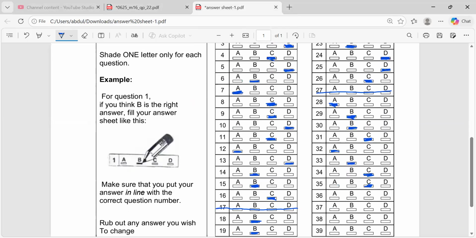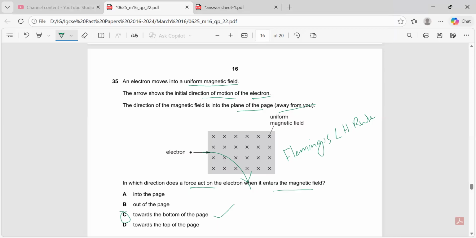So Fleming's left hand rule is very common in most places. So always start with the field finger, and then the direction of current, the conventional current.